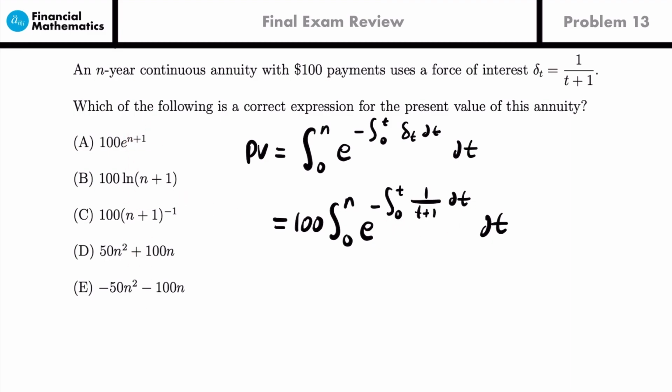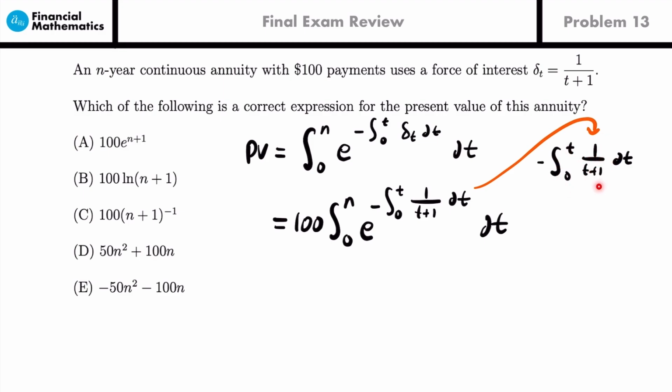And let's start with the integral that is in the power of e. We're going to go on a little side mission here, as I like to call it. We're going to work on this integral on its own. We have the negative integral from 0 to t of 1 divided by t plus 1 dt. So how can we integrate this expression?